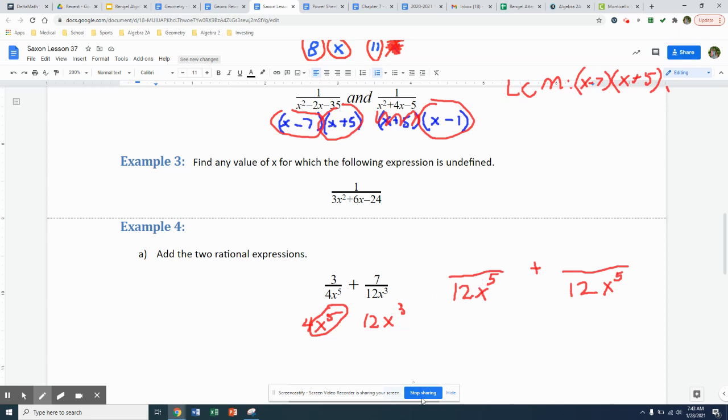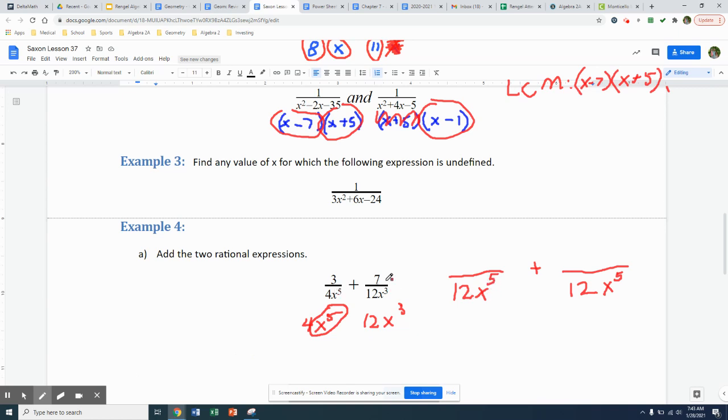And just like yesterday, relating it back to adding pieces of pizza, we have to have the exact same size pieces or else it's not going to make any sense. Now the second piece is we have to make equivalent fractions. So if I look at this first denominator, I had 4x to the 5th. Now I've got 12x to the 5th.